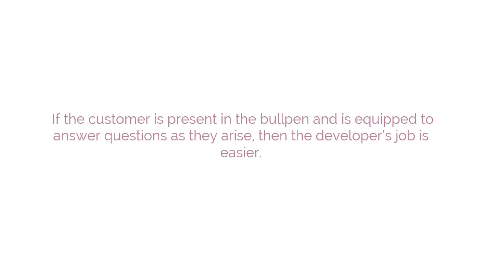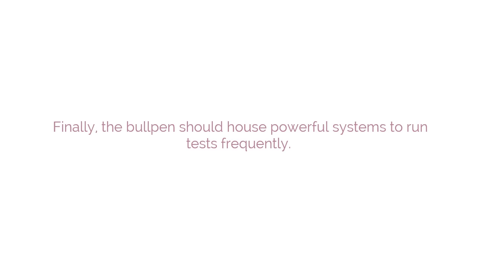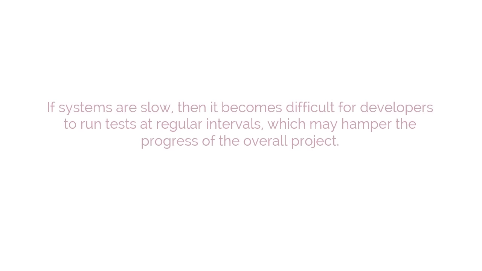If the customer is present in the bullpen and is equipped to answer questions as they arise, then the developer's job is easier. The room is required to be brightly lit with incandescent lights or other energy-efficient bulbs that are soft on the eyes. Finally, the bullpen should house powerful systems to run tests frequently. If systems are slow, then it becomes difficult for developers to run tests at regular intervals, which may hamper the progress of the overall project.